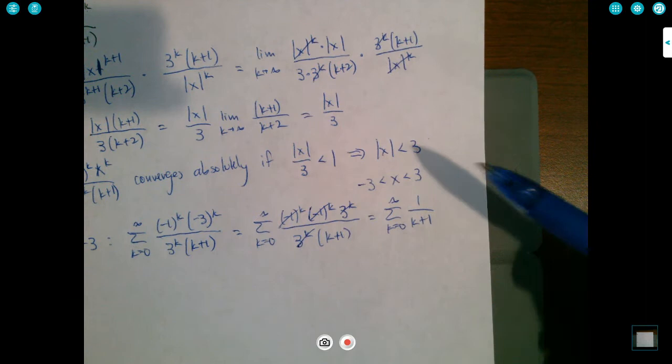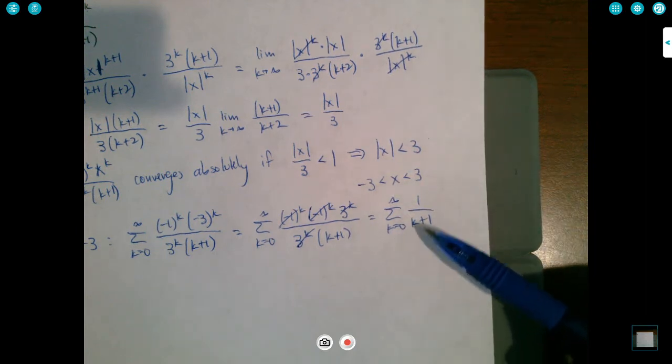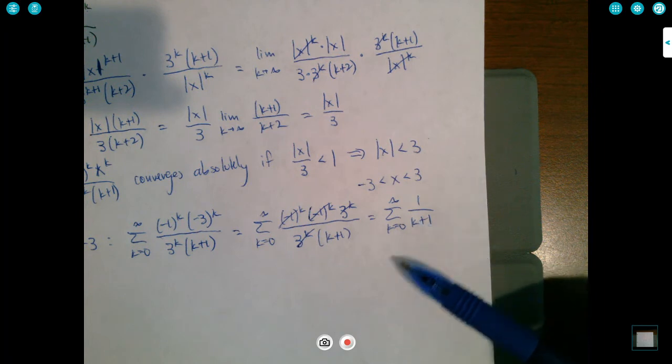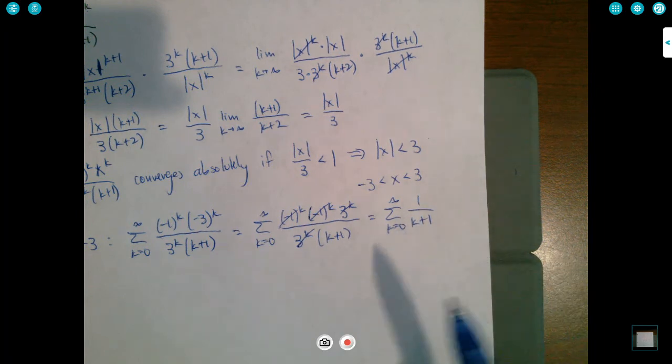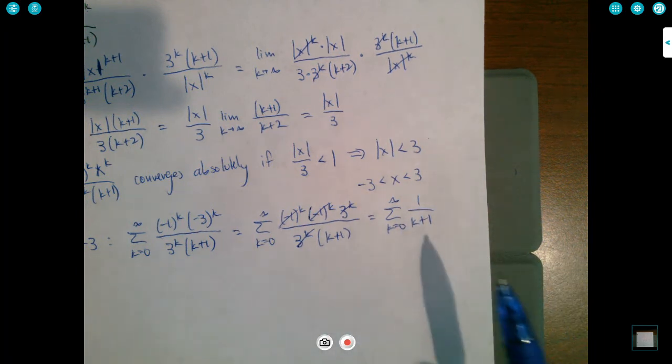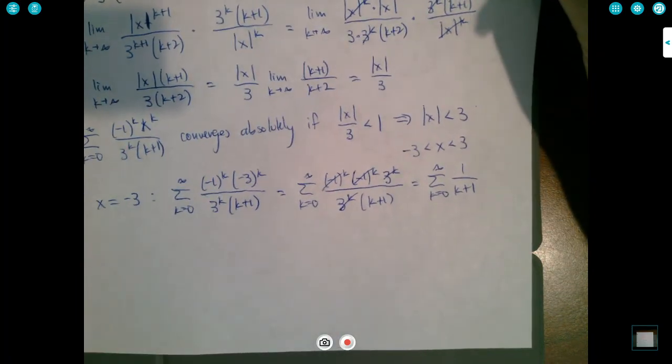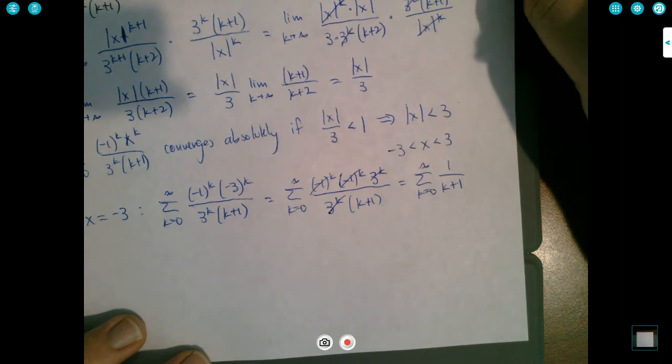And then if you imagine plugging in values for k, like if you plug in 0, you get 1 over 1, which is 1. If you plug in 1 for k, you get 1/2. If you plug in 2 for k, you get 1/3. So you get the series 1 plus 1/2 plus 1/3 plus 1/4. That's the harmonic series, right? And we've proven that the harmonic series diverges.